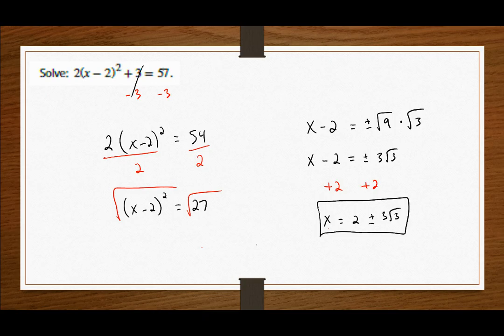So again, we need to start always by isolating the term that's being squared so that we can apply this product rule or quotient rule on our way to simplifying the expressions. Let's take a look at one other example.